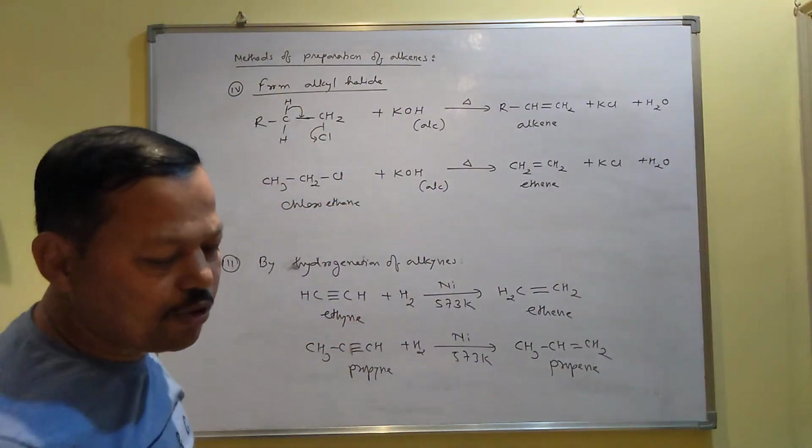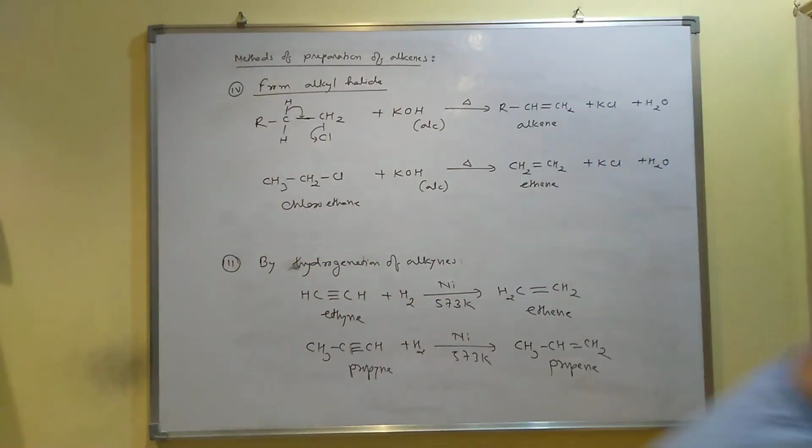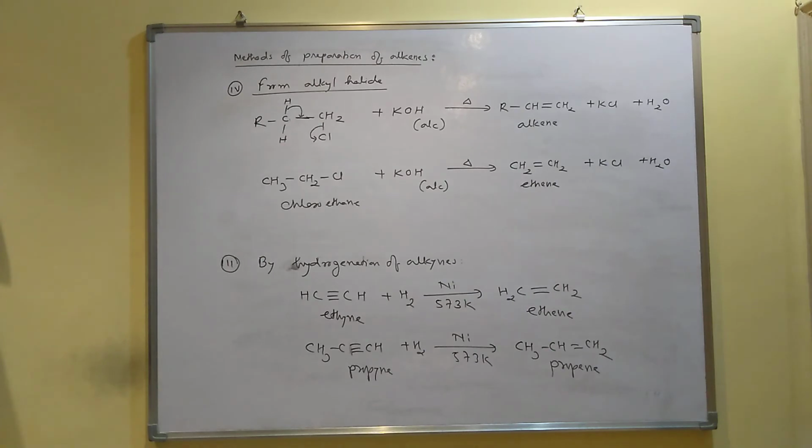So this is another way to prepare the alkene. From haloalkane you can prepare the alkene. You can prepare the alkene from dihaloalkane also. You can prepare the alkene from monohaloalkane also. I mean if the alkane contains 2 halogens, then it is called dihaloalkane, and if the alkane contains 1 halogen, it is called monohaloalkane, which is also called alkyl halide.